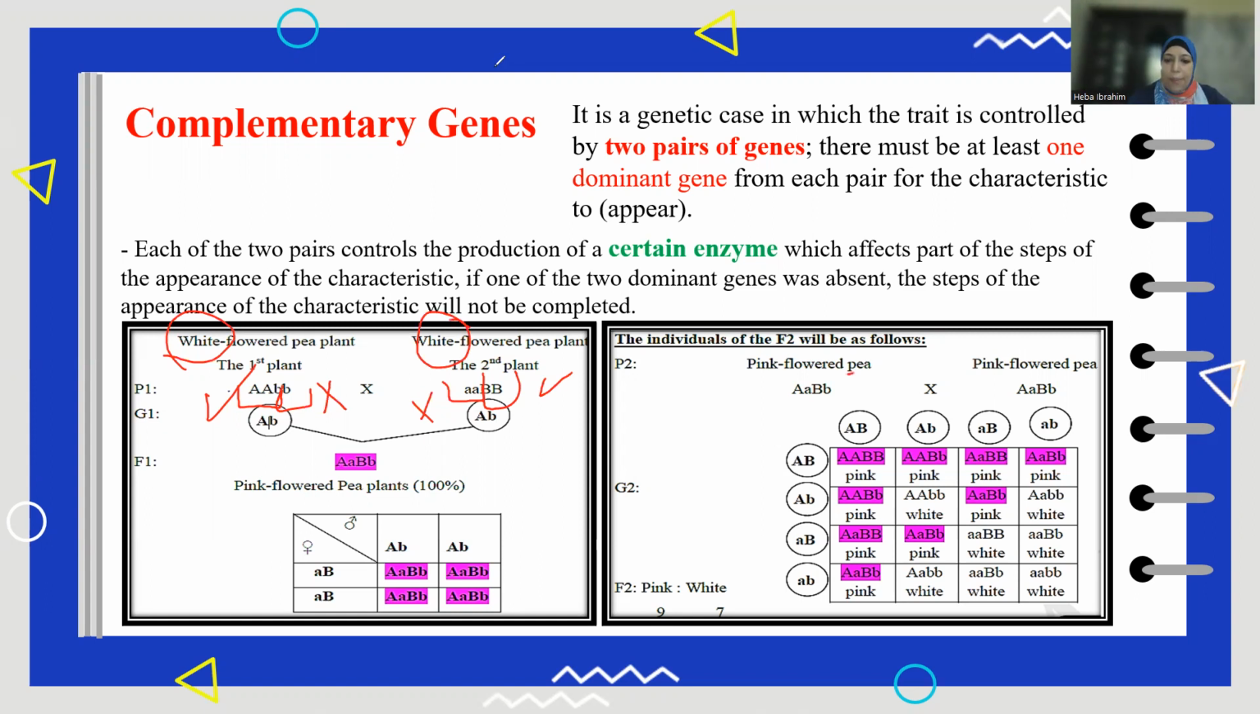But here, A capital, A small, B capital, B small. A capital, A small, meaning the first pair has 1 dominant gene, so the first reaction will take place. The second pair has one dominant gene, so the second reaction will take place, and the reaction which is necessary to make the dominant trait appear will be completed. Okay, this is what is called complementary genes, and this is the second non-Mendelian case.